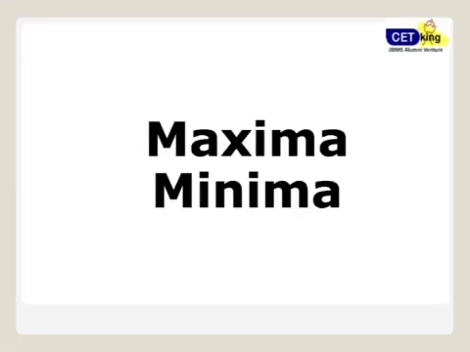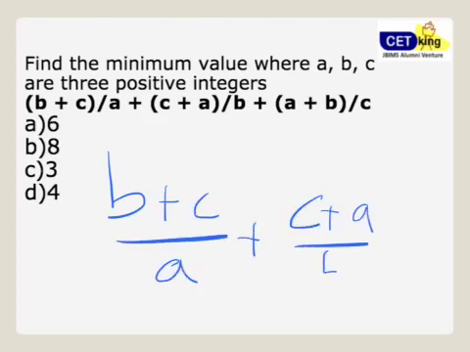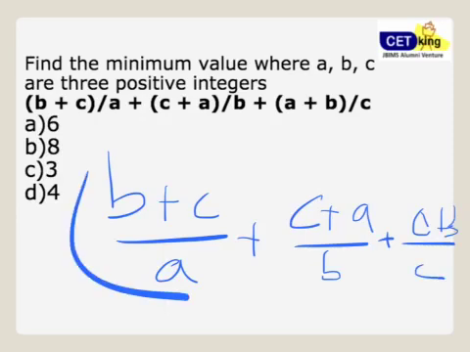Alright, moving on to maximum minimum, which is one of my favorite topics because no other student used to like it, so I started liking this topic. Find the minimum possible value of the three positive integers (b plus c) by a, (c plus a) by b, and (a plus b) by c. Typical question. Again, very important.